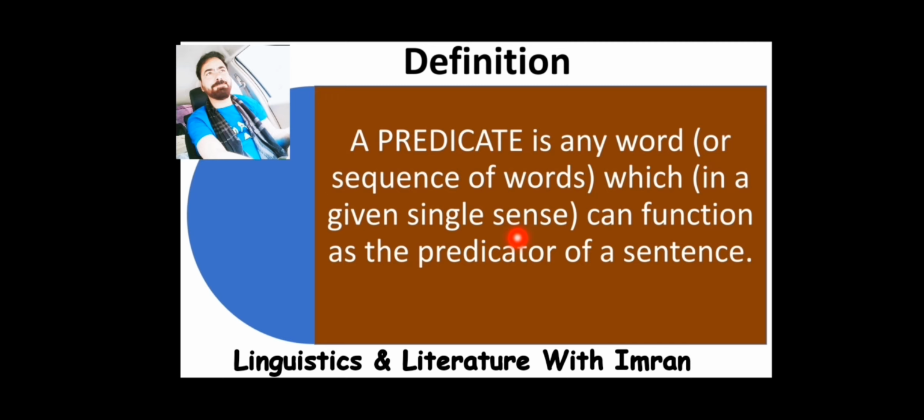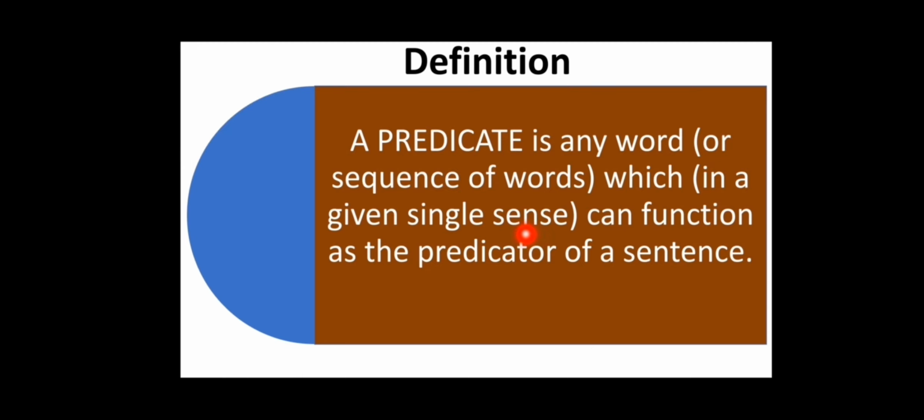But when we use a predicator in a sentence, all the time it will give a single sense. That it is clear. It's not ambiguous. Because most of the time we have a word, when we use it in a sentence, it becomes ambiguous, right? So ambiguity should not be there.